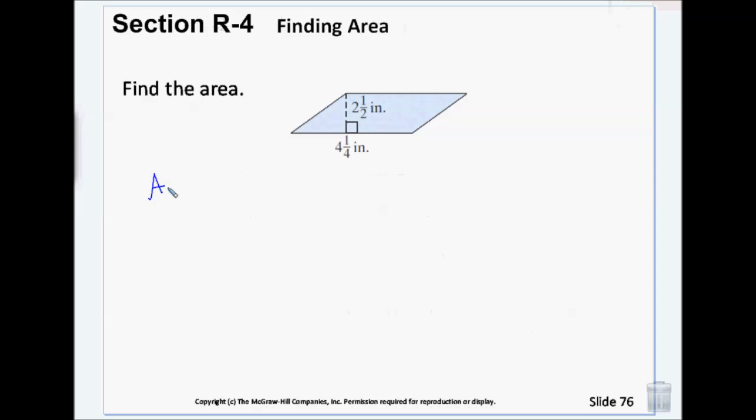First of all, the area of a parallelogram is base times height. Our base is 4 1/4, and our height is 2.5. And do you guys remember what we have to do to mixed numbers before we can multiply them? Yeah, you cannot multiply mixed numbers.